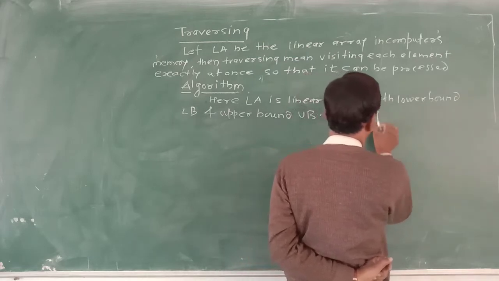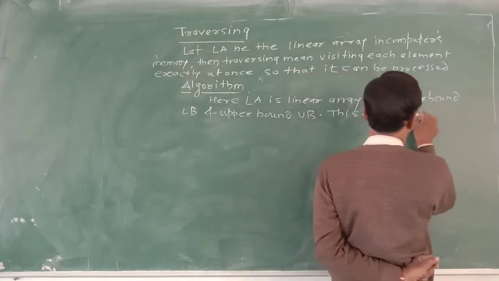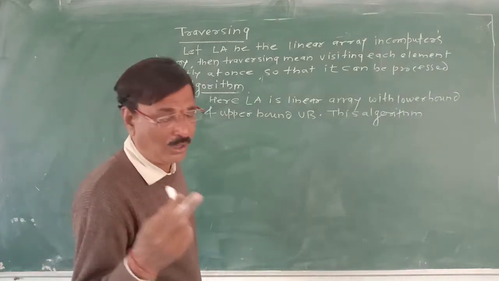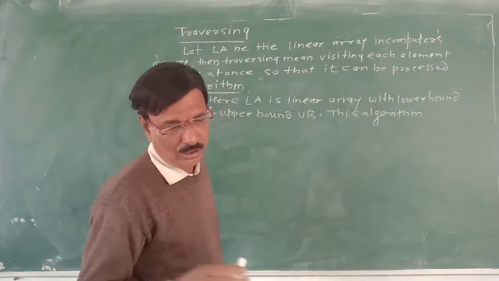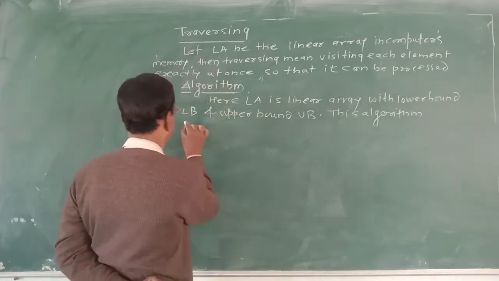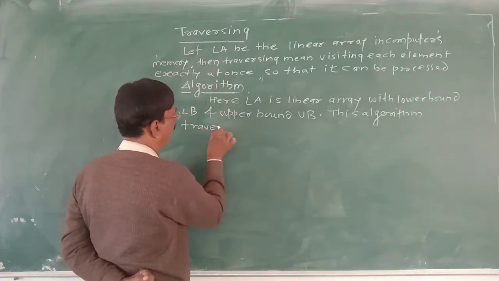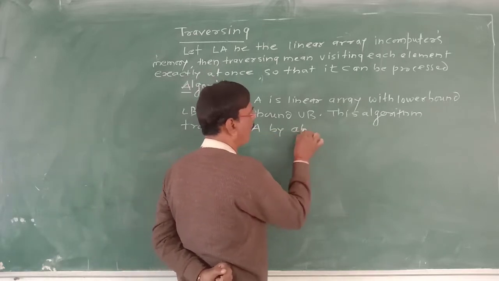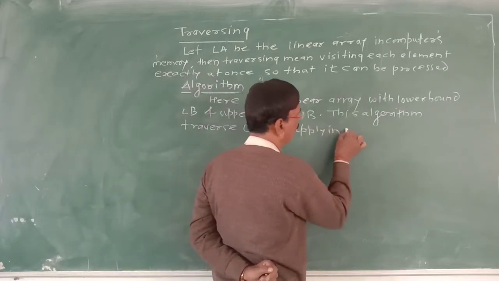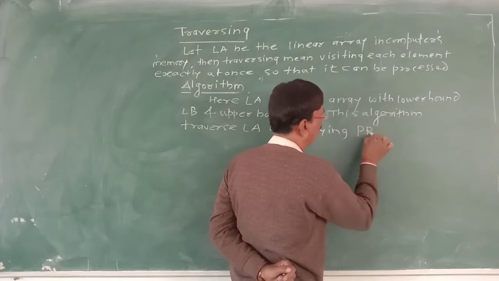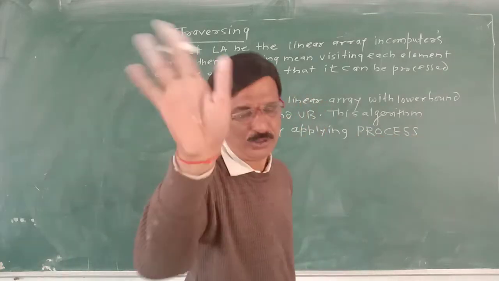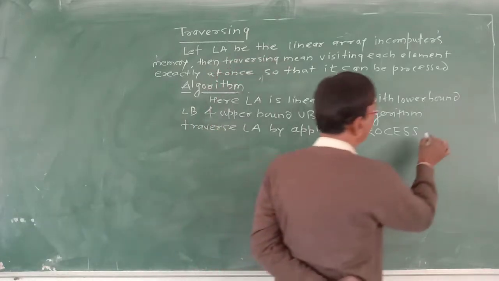This algorithm traverses LA. What does traverse mean here? Traverse LA by applying a process. Which process? Any process. That's why we are writing PROCESS in capital letters. Any process to each element of LA.